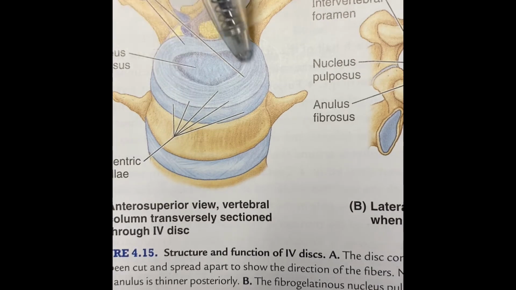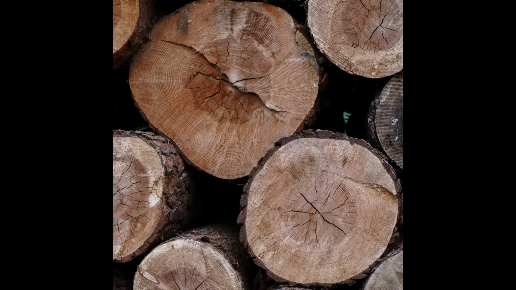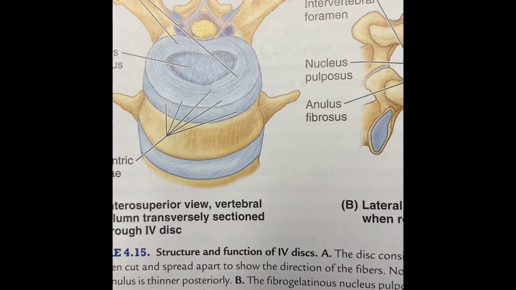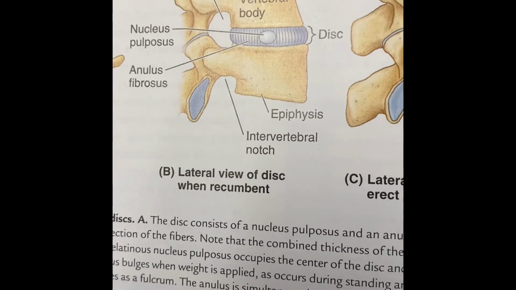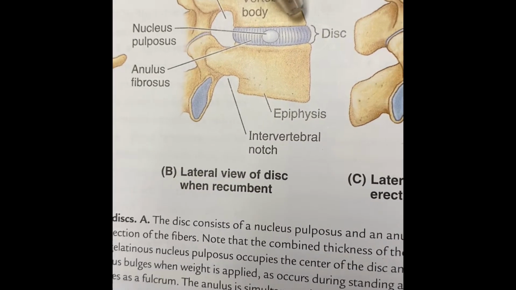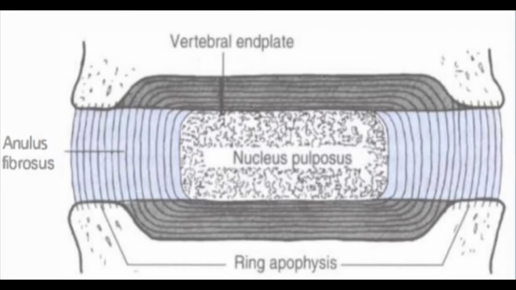You can think of it kind of like a tree trunk, right? The rings around a tree trunk, and that's basically what it would look like if you were to look down the barrel of the spine. Now, what you don't see in this image, which is a really important structure, but I'll just show you where it would be, is what's called the end plate.